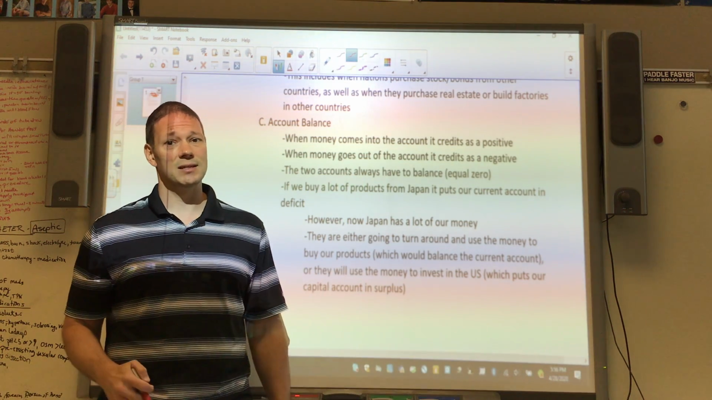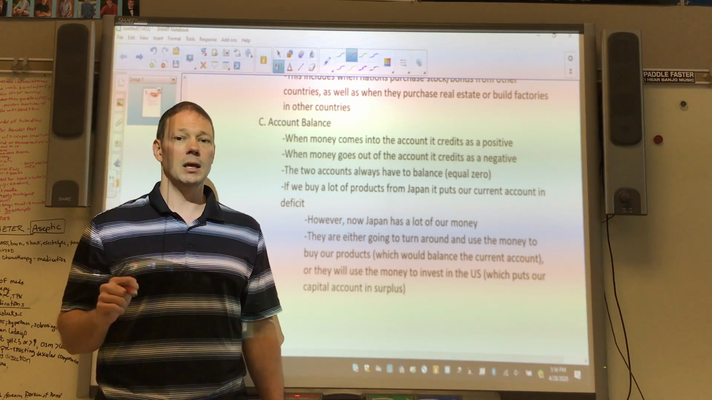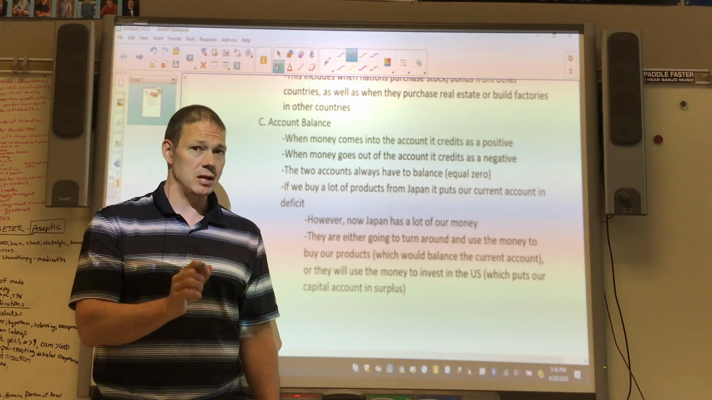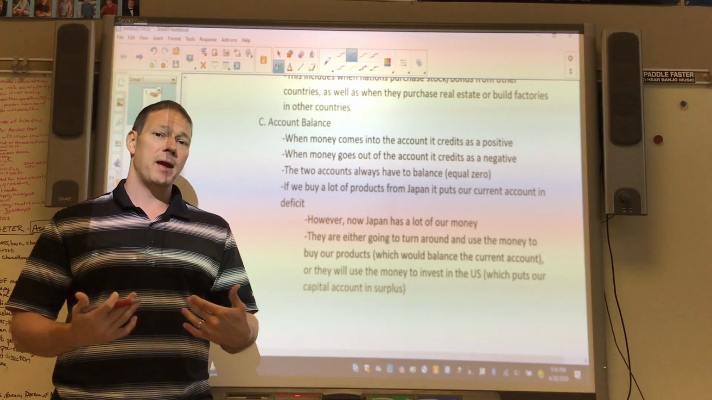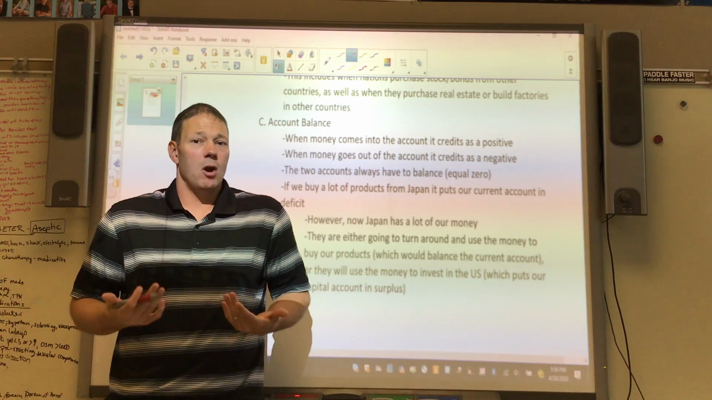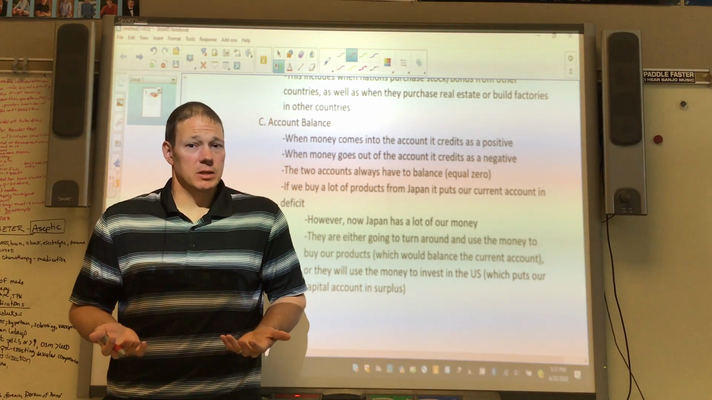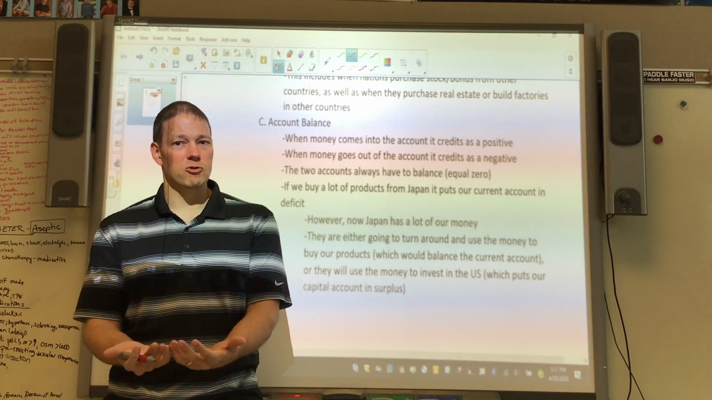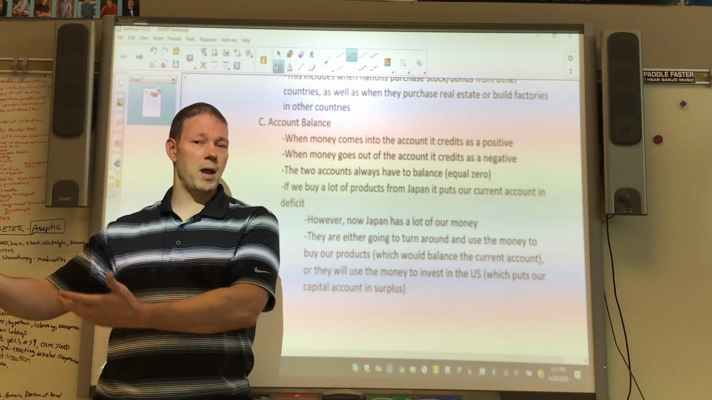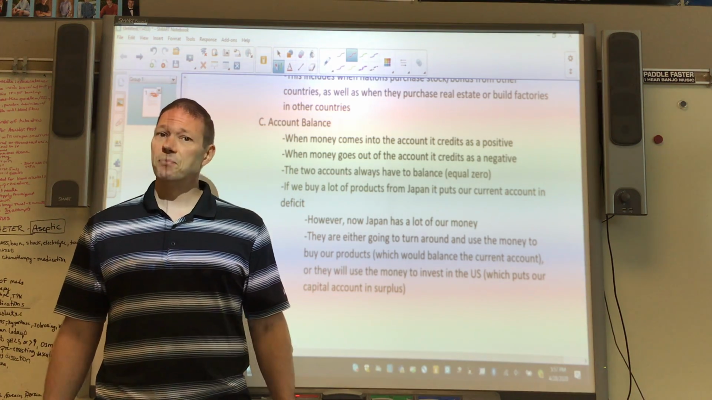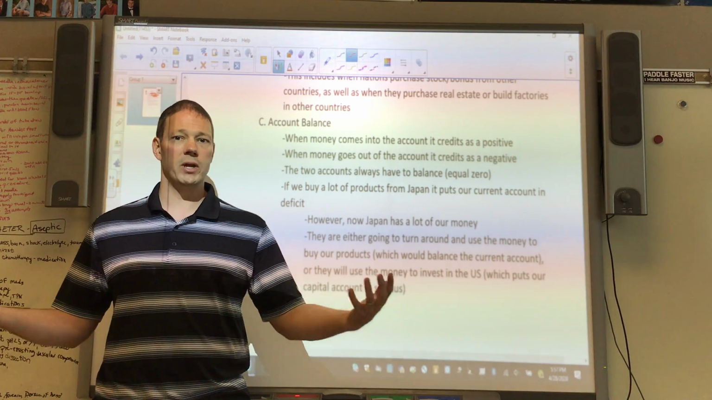And in fact, this is exactly what happened in the 70s and 80s. Remember, we talked about how Japan started to overtake our car market. We started buying a lot of Japanese cars in the 70s and 80s. Well, when we buy cars from Japan, again, we send money to Japan, our current account goes negative. Now Japan's got all this money. What are they going to do with it?